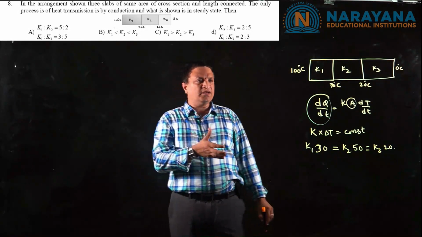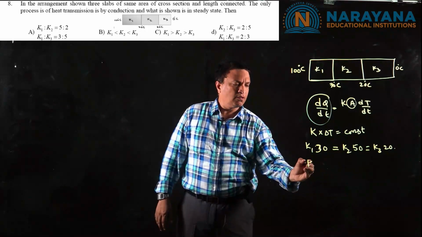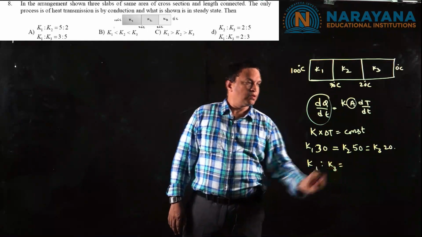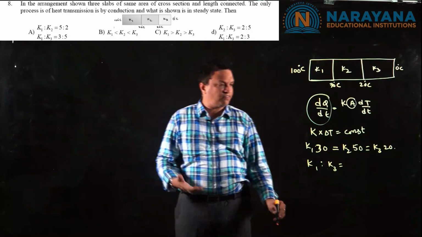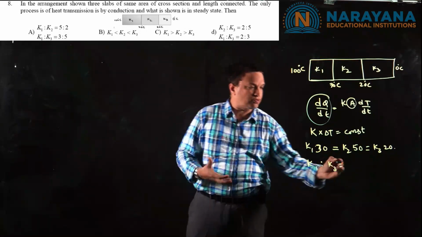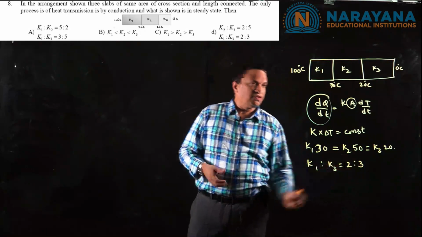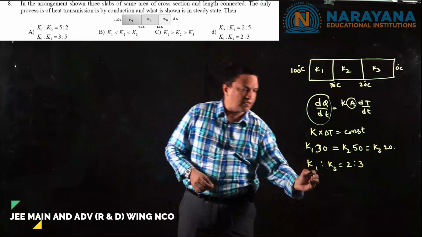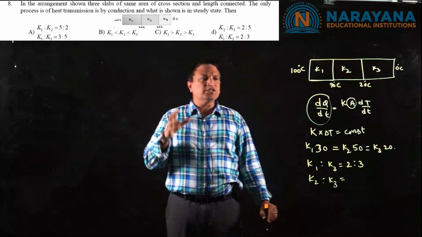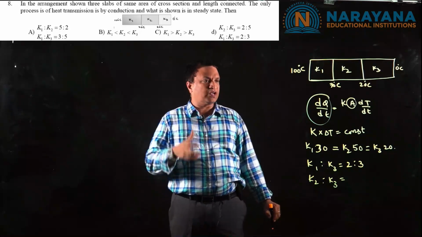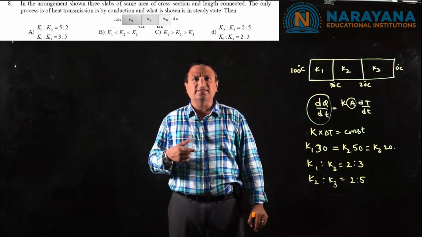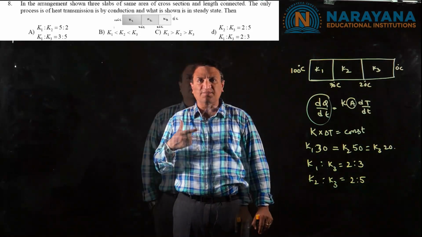Now option D justifies. How? You take K1 is to K3. K1 is to K3 is 2 is to 3. Similarly, you take K2 is to K3. From this you can conclude 2 is to 5. So option D justifies my answer. My answer is option D.